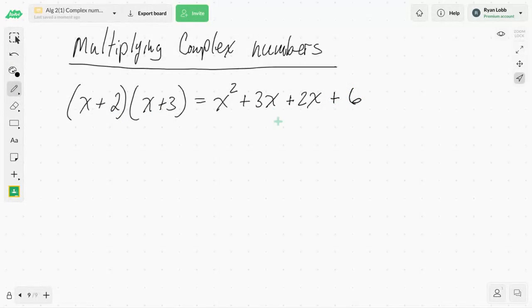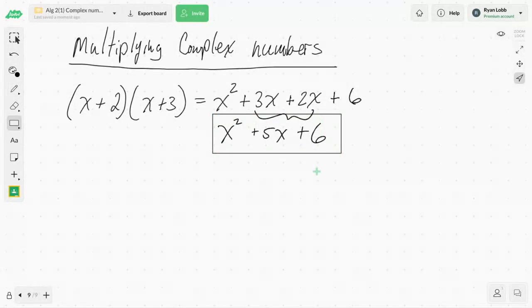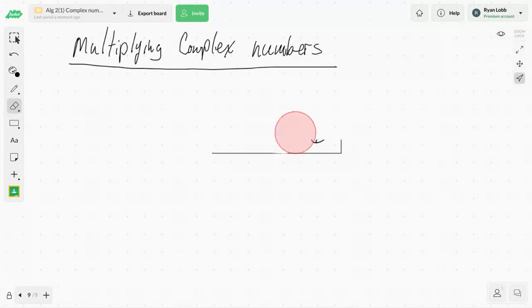Then we simplify by combining like terms. So we have x squared, which simplifies to plus 5x plus 6. And we're done. We multiplied that out, combined our like terms, and got our answer. That's not new; we've done that in the past. Now, that process when we're dealing with complex numbers is very, very similar.